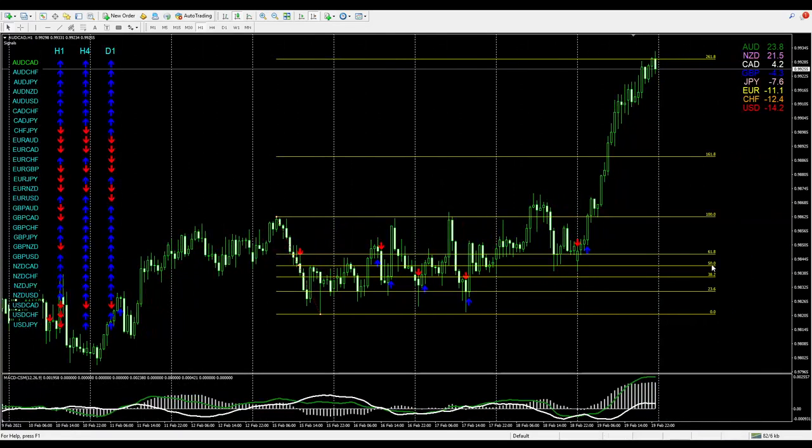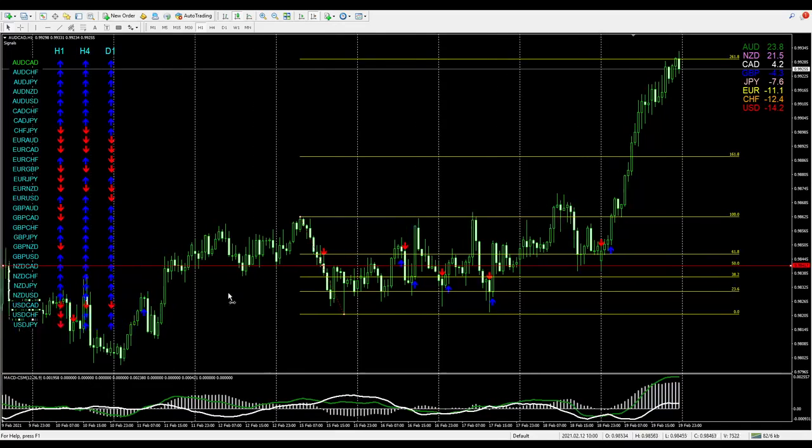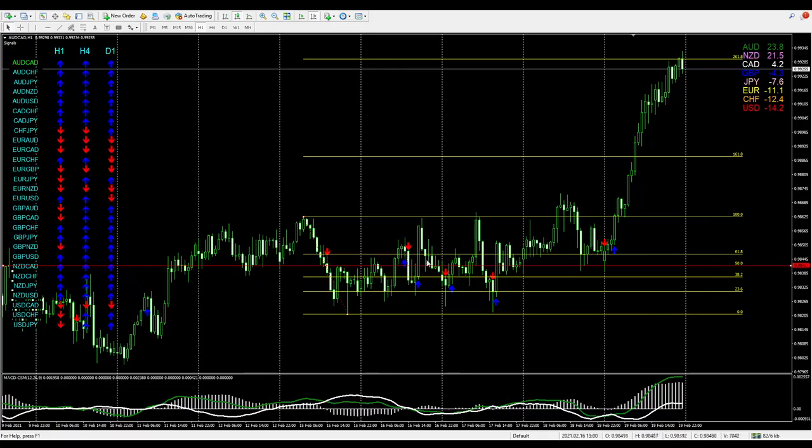And as we can see, this is the 50 level Fibonacci. I'll put a horizontal line so we will see it. This is the 50 level Fibonacci. As we can see, the buy signal came out above the 61.8 level.